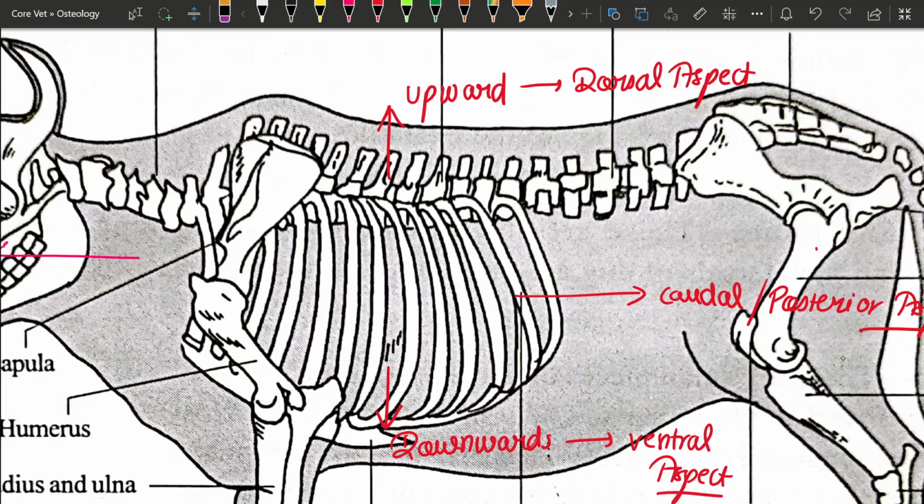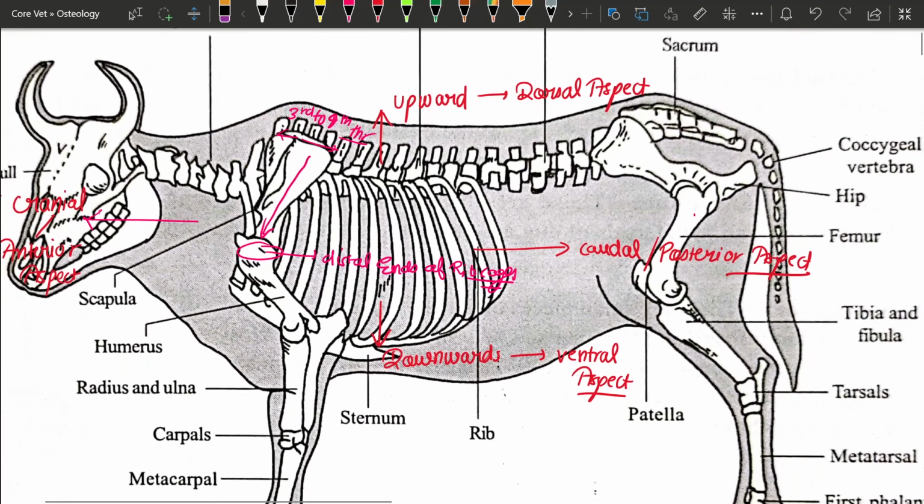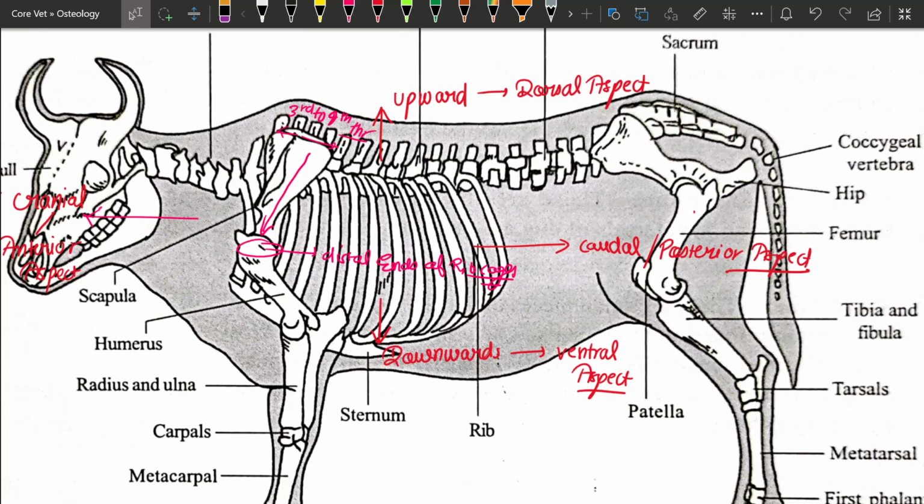Now coming on to the next thing: it extends from the third to fourth thoracic, and also extends to the distal ends of the rib cages. So it is also extending towards what? The distal aspects of the rib cages. I hope you're clear with the positioning of the scapular bone.